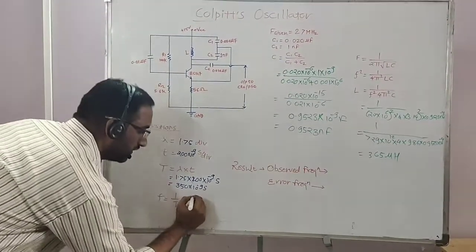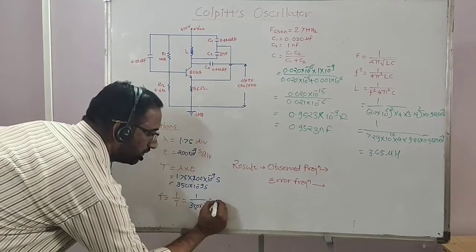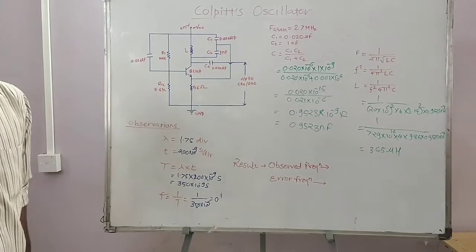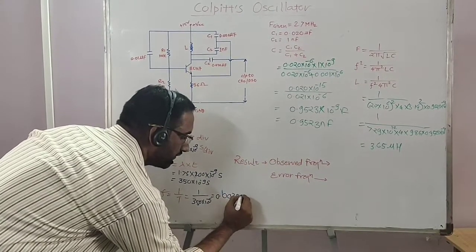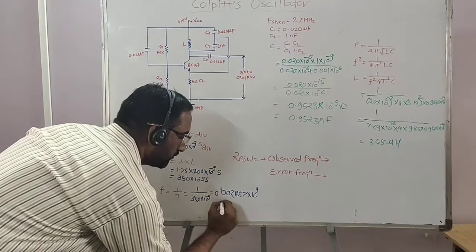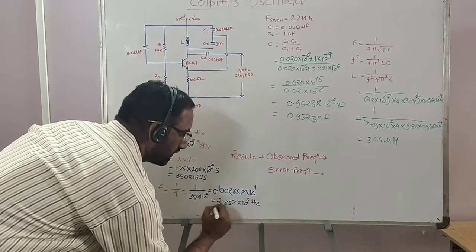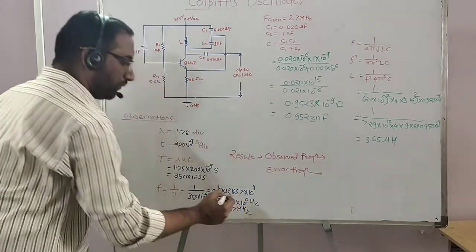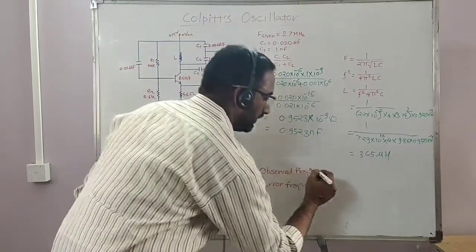The reciprocal of time period becomes frequency. So 1 upon 350 into 10 raised to minus 9, so that value becomes 0.002857 into 10 raised to 9 hertz, that is equal to 2.857 into 10 raised to 6 hertz, that is equal to 2.857 megahertz. So the observed frequency of this oscillator from actual practical is 2.857 megahertz.